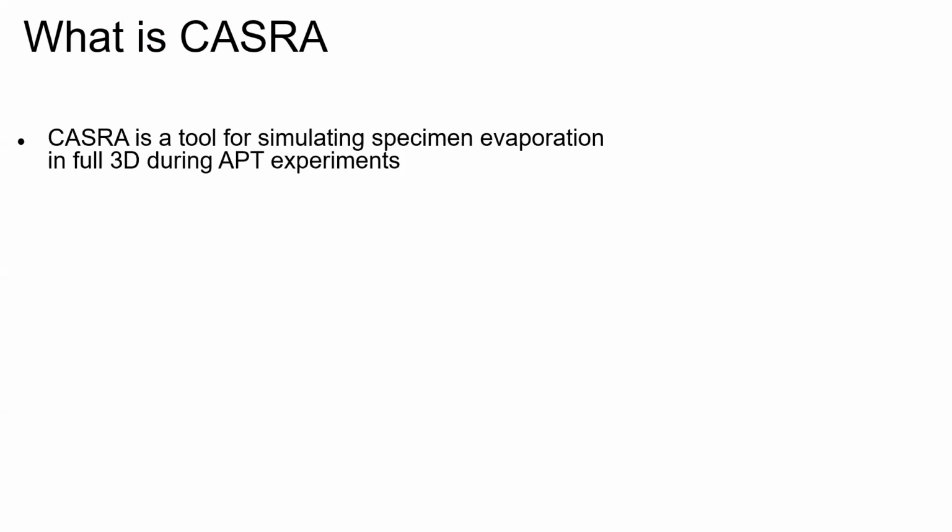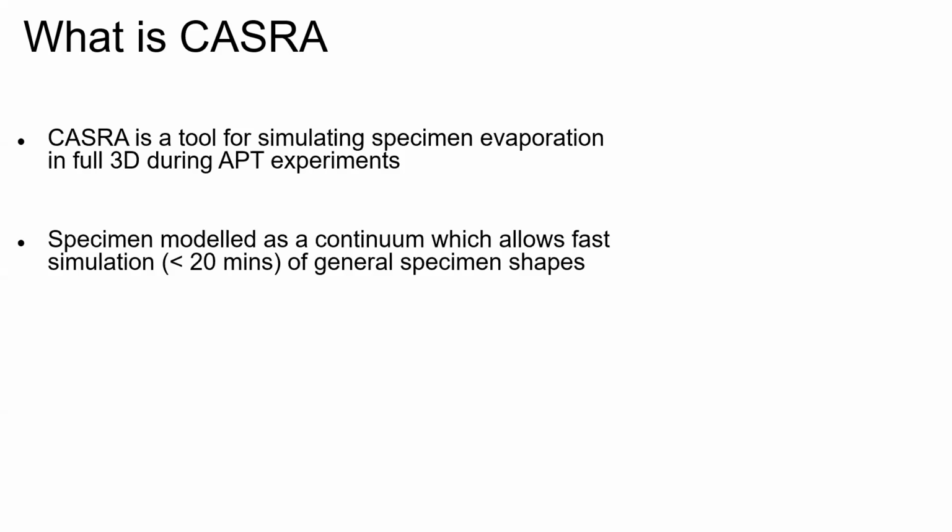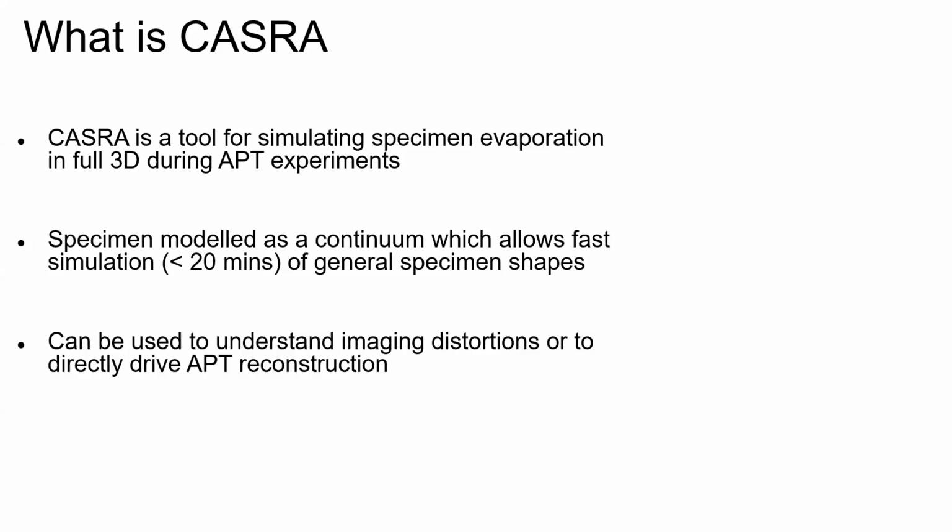CASRA is a tool for simulating specimen evaporation in full 3D during atom probe experiments. Because these simulations are basically modeling the tip as a continuum rather than at an atomic level, they are quite fast, under 20 minutes on a standard laptop. Another additional factor of these simulations being so fast is that they can be used to directly drive the atom probe reconstruction, which I'll talk about in a bit.